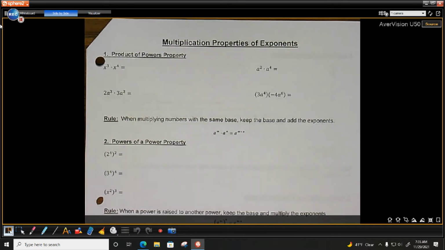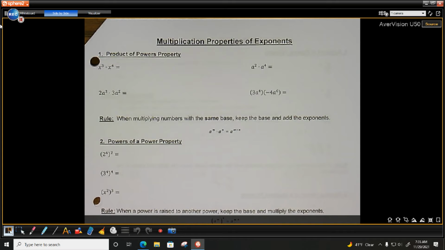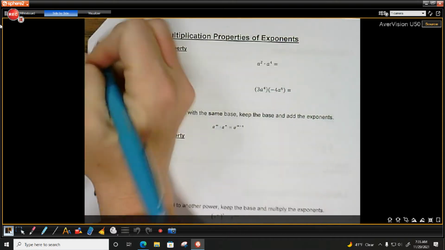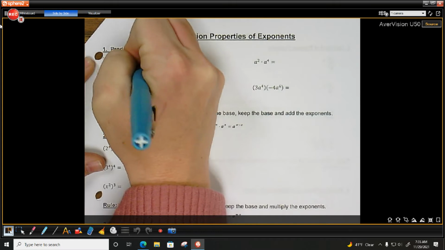x x x x. Okay? What if something doesn't have an exponent? It's an understood exponent of what? 1. Okay? So, let's expand these. X to the third means I have 3 x's.